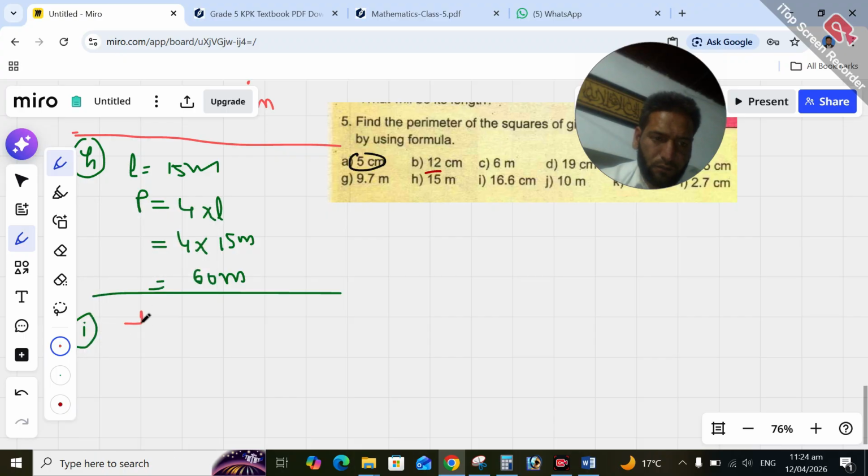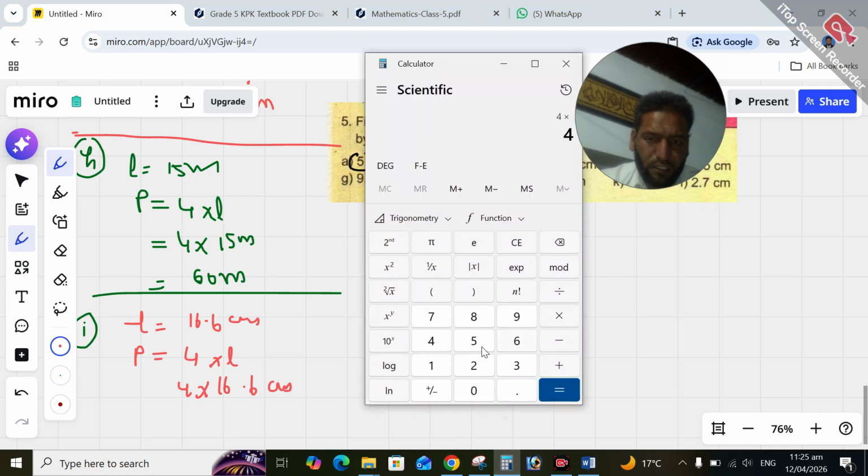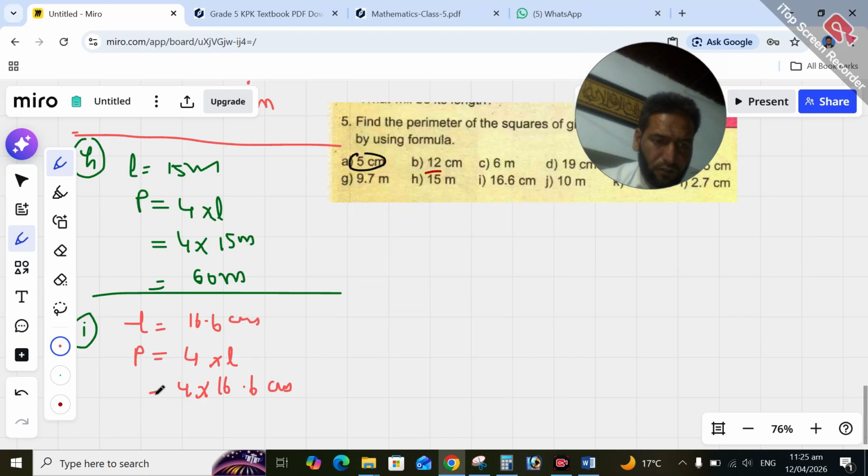Part I, this is one side given, that is 16.6 centimeter, and the perimeter of the square is denoted by 4 times L. 4 multiplied by 16.6 centimeter. Now 4 times 16.6, that is 66.4. 66.4 centimeter is the required perimeter of the square.